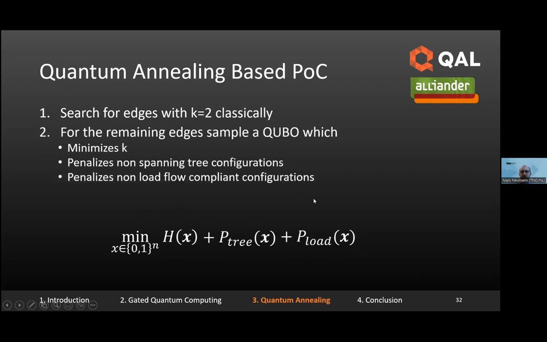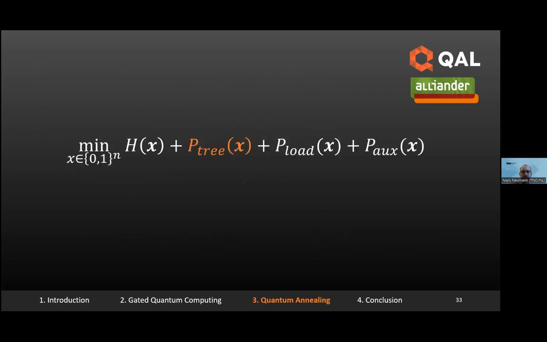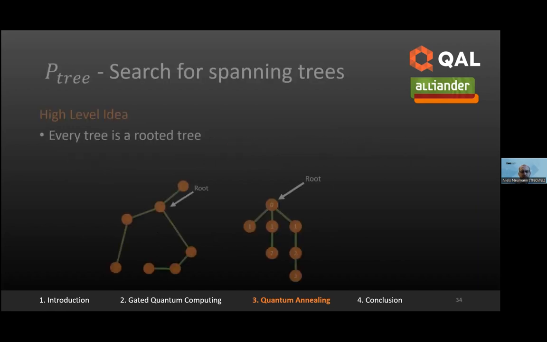We also have a penalty term that corresponds to the load flow compliant configurations. So that makes sure that the reconfiguration that we have is indeed load flow compliant. And the last penalty term links the spanning tree and load flow compliant penalty terms with each other. So let's dive a little bit into the details.